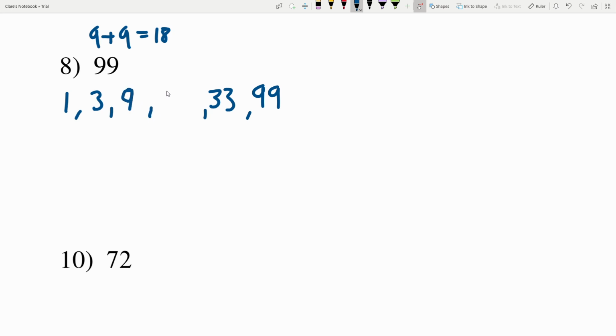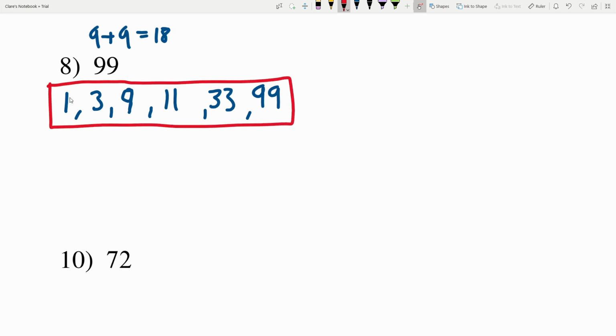9 times 11 will give us 99. So the only number in between is 10, and 10 times 10 is 100. So we know that these are our only factors: 1, 3, 9, 11, 33, and 99.